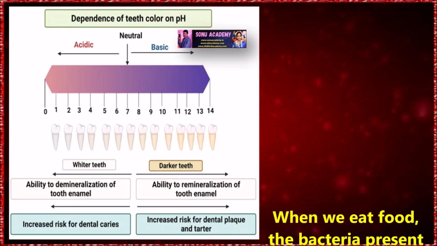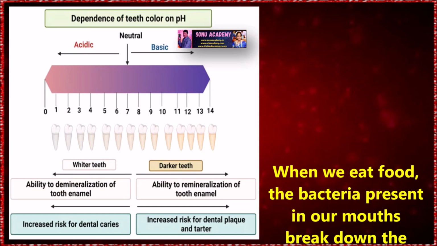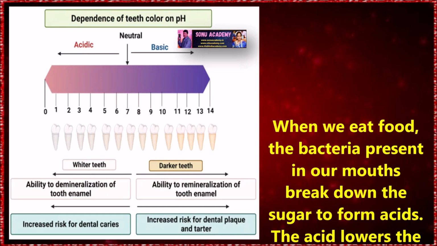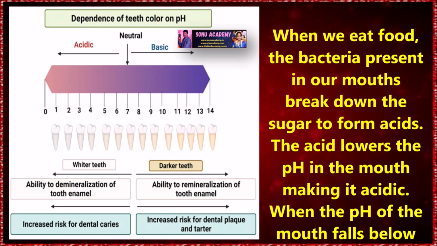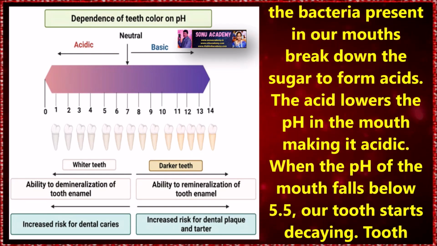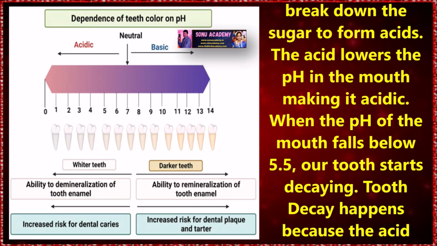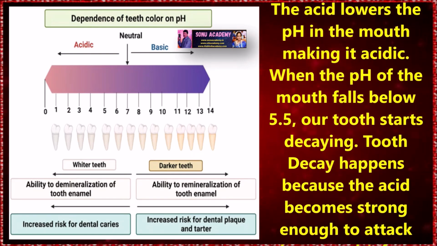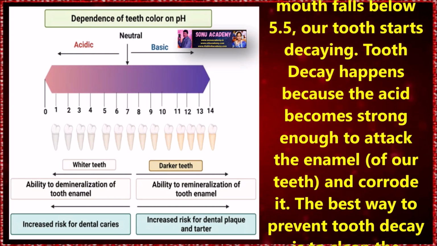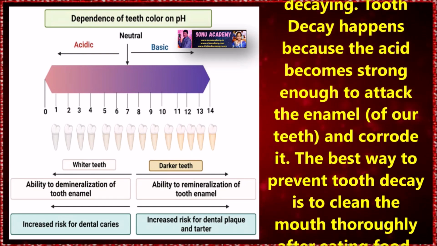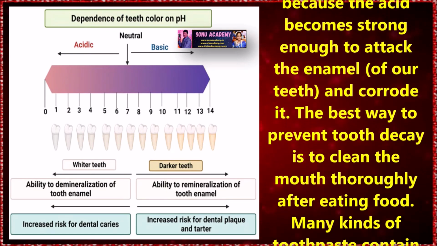Children, let us discuss the importance of pH in tooth decay. When we eat food, the bacteria present in our mouth break down the sugar to form acids. The acid lowers the pH in the mouth, making it acidic. When the pH of the mouth falls below 5.5, our teeth start decaying. Tooth decay happens because the acid becomes strong enough to attack the enamel and corrode it.